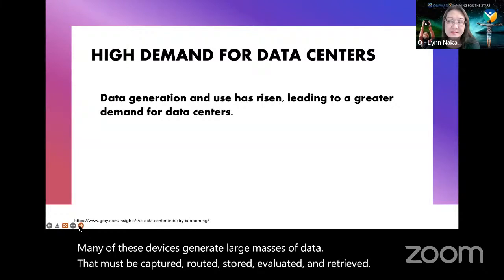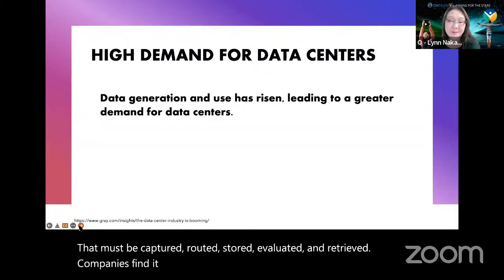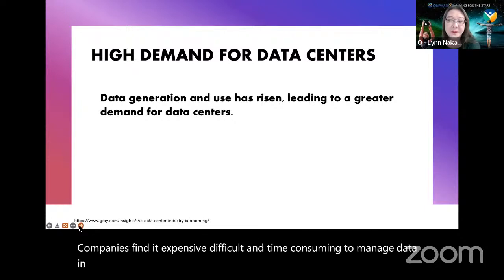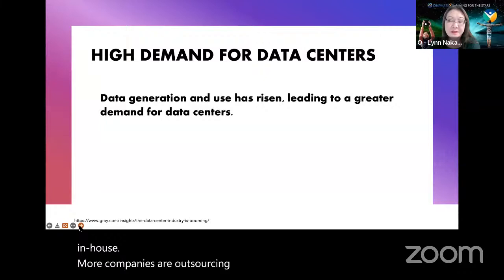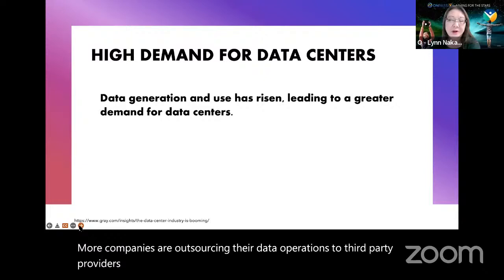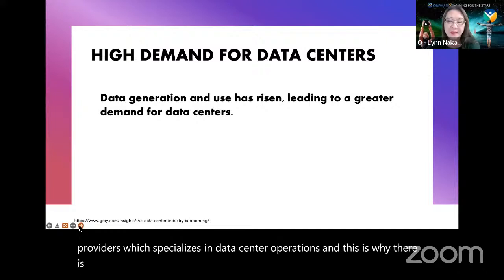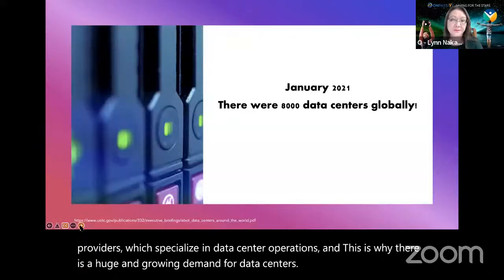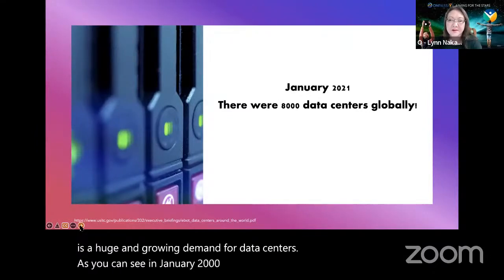Companies find it expensive, difficult, and time-consuming to manage data in-house. More companies are outsourcing their data operations to third-party providers which specialize in data center operations. And this is why there is a huge and growing demand for data centers. As you can see, in January 2021, there were 8,000 data centers globally. This is a huge number.